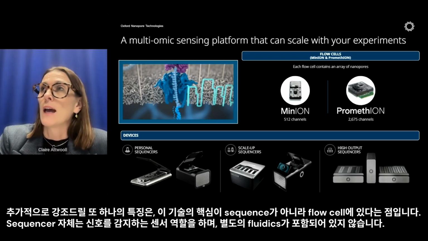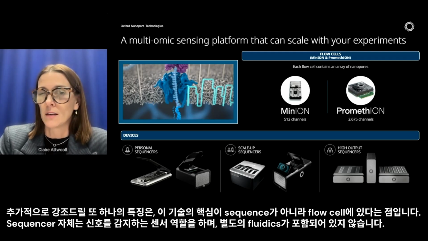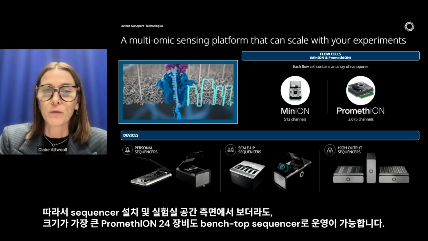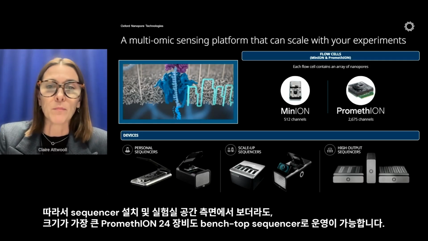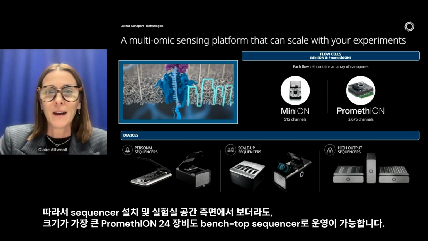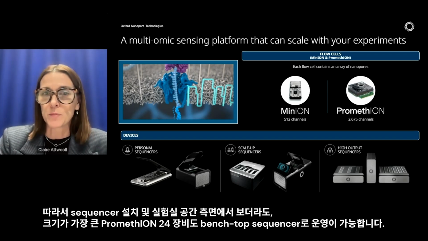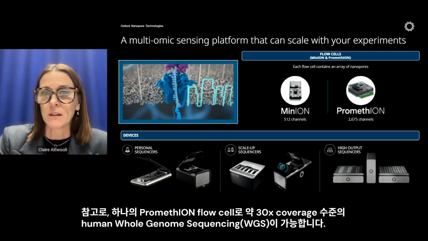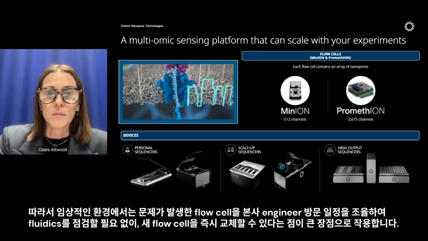The other thing that I would add is another unique feature of our technology is that the technology is really held in the flow cell. The sequencer itself is a sensing platform. There are no fluidics in there. So from an installation and lab space perspective, even our biggest platform is a benchtop sequencer. And just for reference, one PromethION flow cell can sequence a 30x whole human genome.